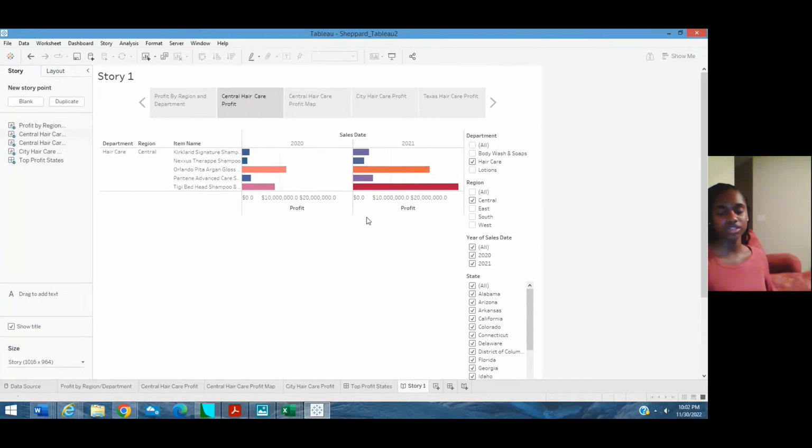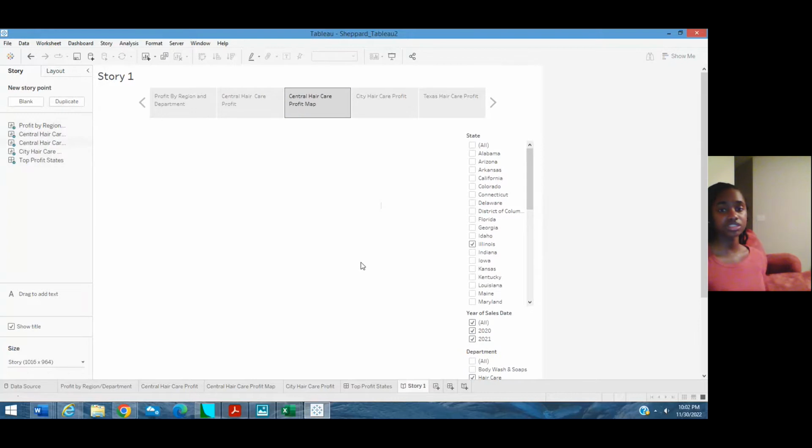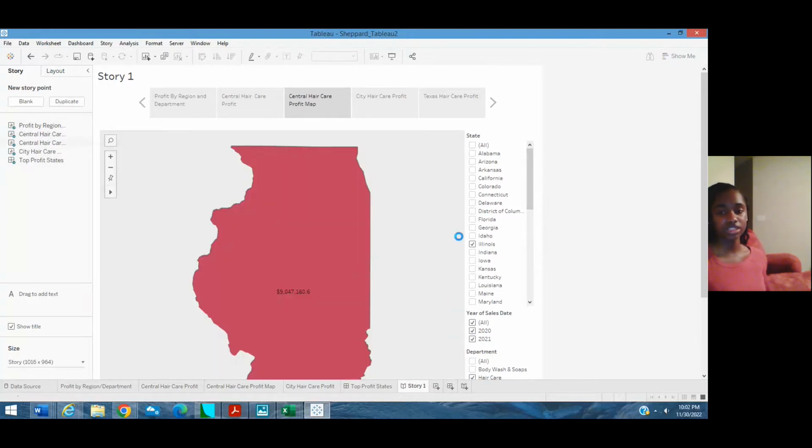And I really wanted to understand what exactly happened in 2021 to cause this growth to happen, and what states contributed to this growth significantly. So with the central hair care map, we're able to see what states contributed to the growth of the central hair care profit.